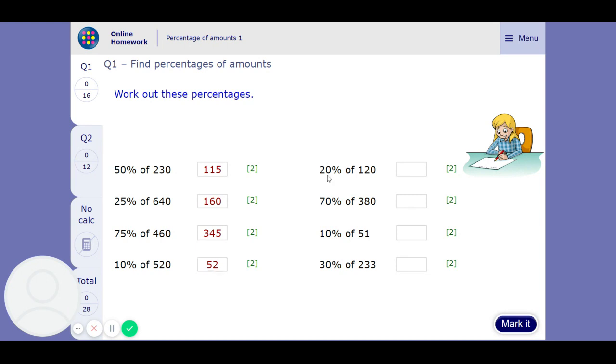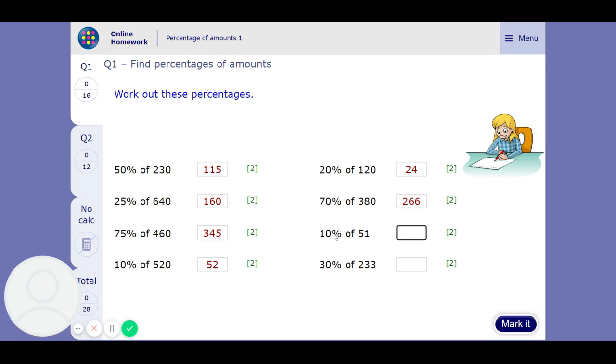Now 20%, that's when you find 10% and you double it. So 10% will be 12. Double it, you get 24. 70%, so you find 10% and then we'll times it by 7. Okay, so 10% there is going to be 38. And then you might have to actually do a bit of multiplication on paper, because you've got to do 38 times 7 now, which, if I'm not mistaken, is 266.